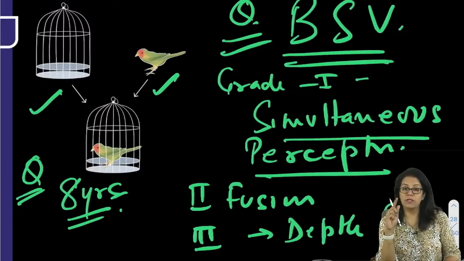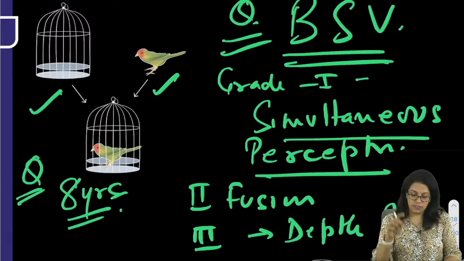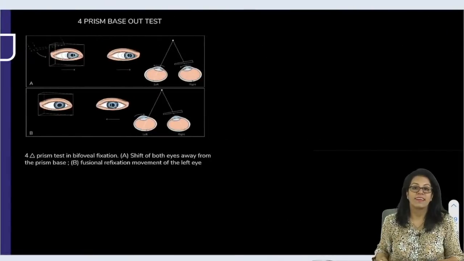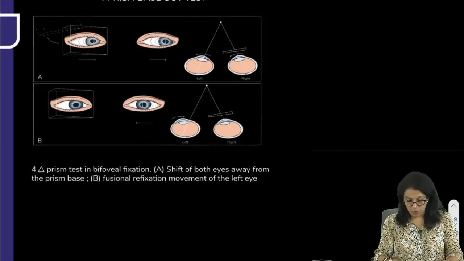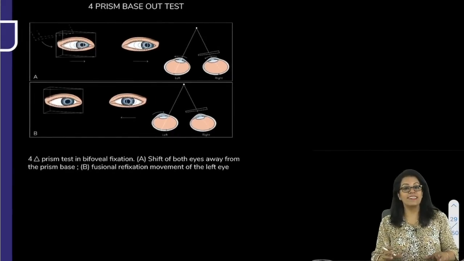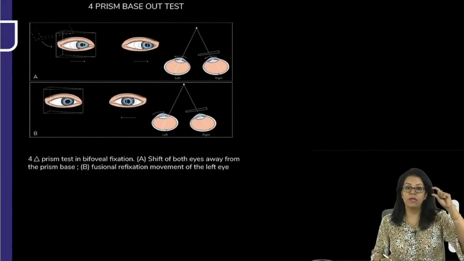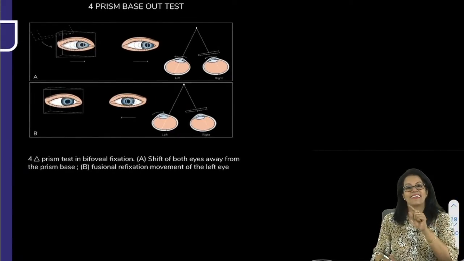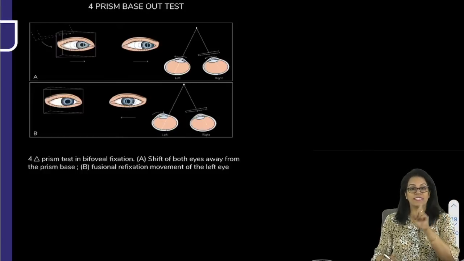Then we talk about the next question on binocular single vision. All of you, this was your AIMS question. So this is a test which is the 4 prism base out test. I hope you all remember this. When you are putting a prism with the base out, what happens? The light deviates to the base, image deviates to the apex.